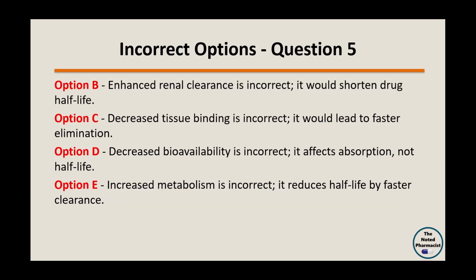Why other options are incorrect? Option B, which says enhanced renal clearance, is incorrect because enhanced clearance would shorten half-life by removing the drug more rapidly. Option C, which says decreased tissue binding, is incorrect because this would likely lead to faster elimination and a shorter half-life. Option D, which says decreased bioavailability, is incorrect because bioavailability impacts absorption rather than elimination, so it does not directly influence half-life. Option E, which says increased metabolism, is incorrect because increased metabolism enhances the body's ability to clear the drug, thus reducing its half-life.